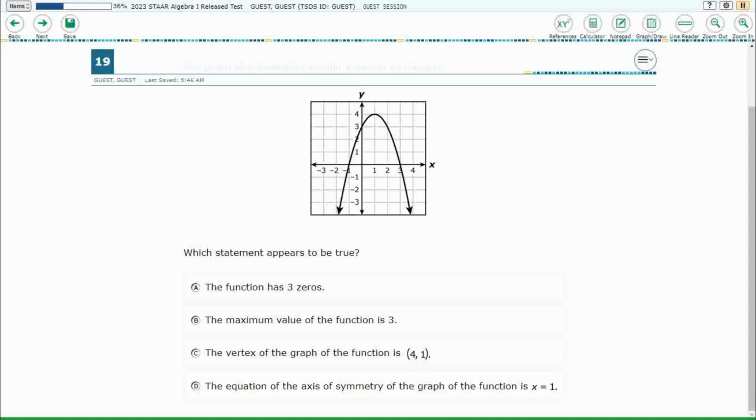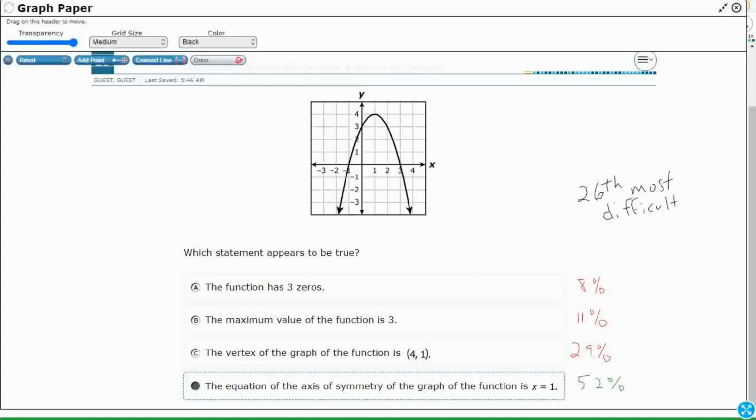Let's see how we did across the state of Texas. So this was the 26th most difficult, right in the middle of the pack out of a 50 question test. We see that slightly more than half of the students got the correct answer. Most of us ignored the A and the B, but look what tripped up.